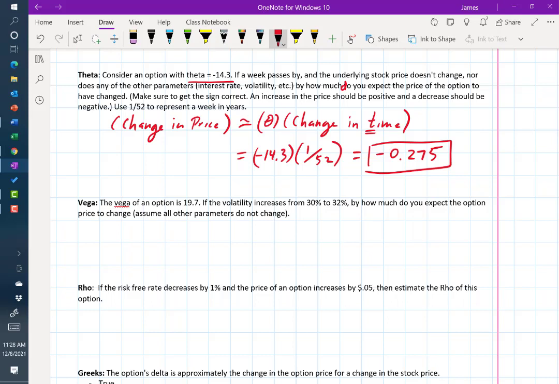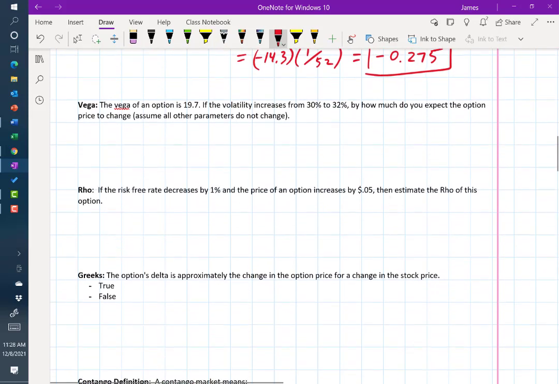So I could ask a question where I don't tell you directly to use theta, but say something like everything else has stayed the same for an option. A week has gone by. How much less valuable do you expect the option to be, or how much do you expect the price to have changed? All right, let's go down to the next one.